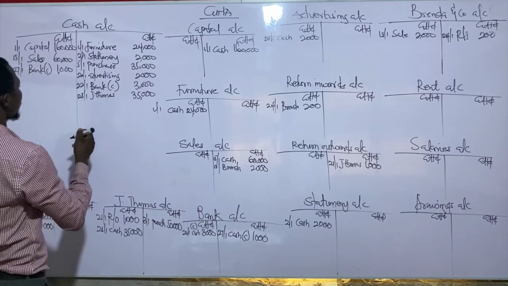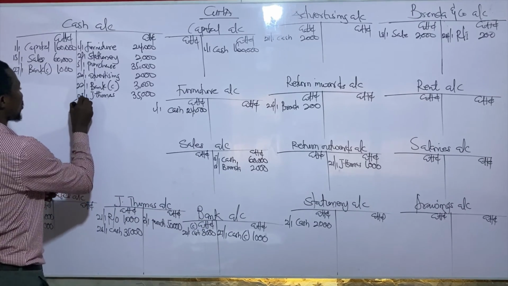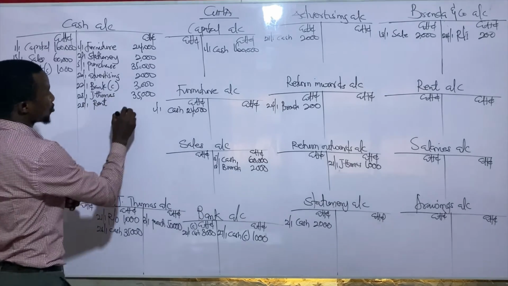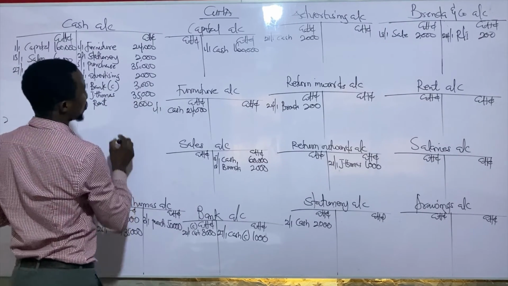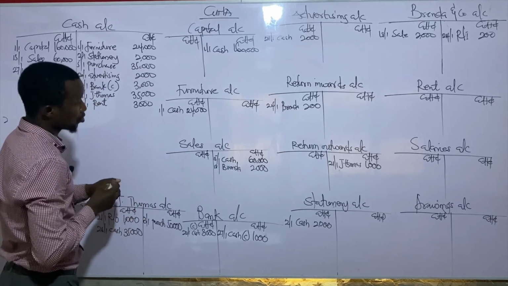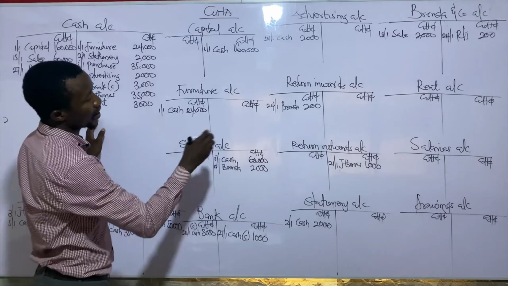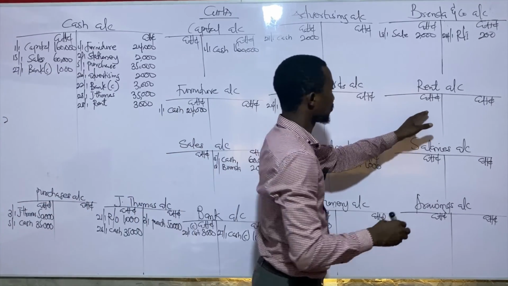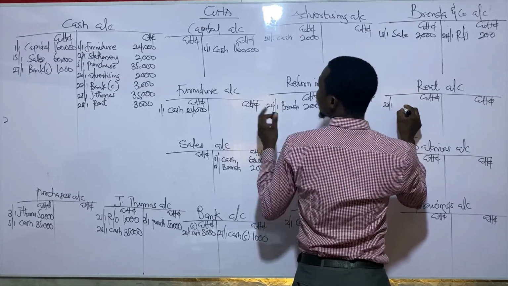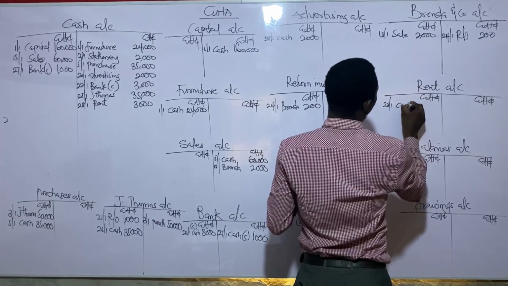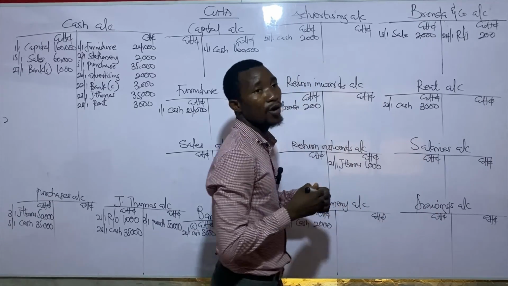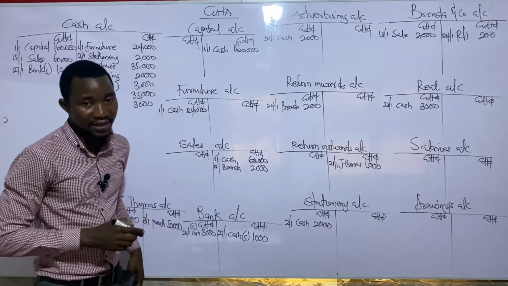So we come to the cash account. That was on the 28th of January. We paid for rent, and the amount was 3,000. Good. So we move to the rent account and debit it. This is the rent account. On the 28th, we paid through cash. The amount was 3,000. From the rule of nominal accounts, we debit all expenses.